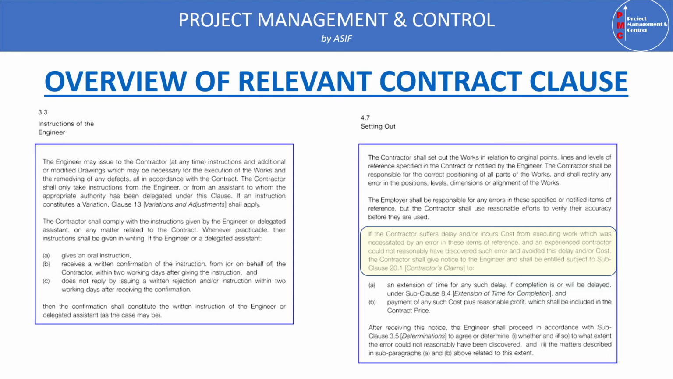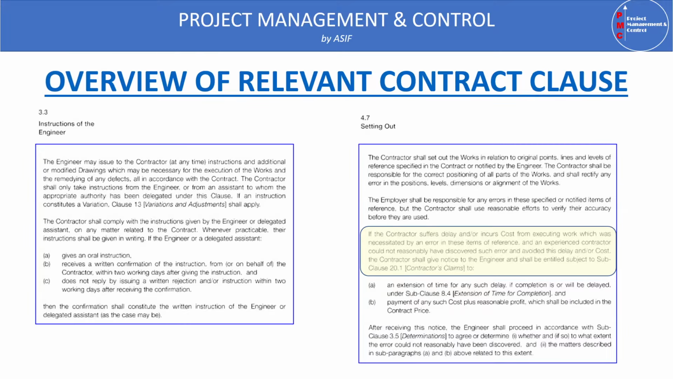incurs costs from executing work which was necessitated by an error in these items or references, and an experienced contractor could not reasonably have discovered such error and avoided this delay and/or cost, the contractor shall give notice to the engineer.